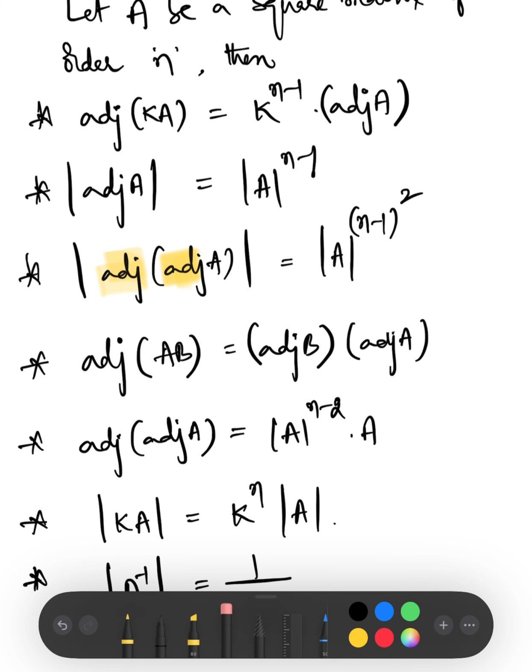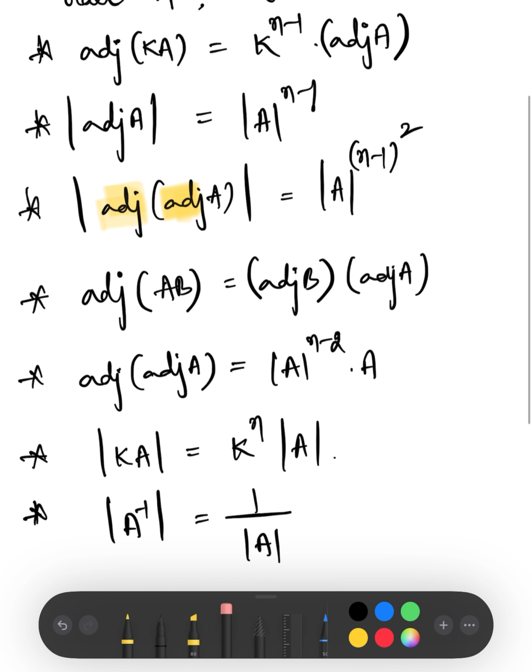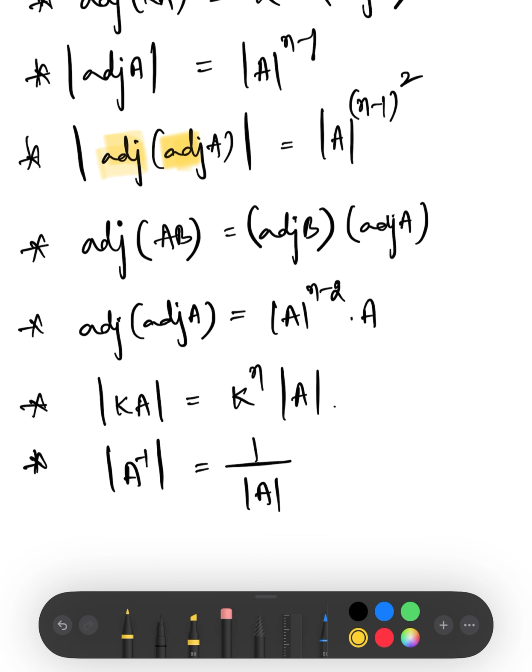Next one, adjoint of adjoint A, without the determinant, is det A whole power n minus 2 into A, where n is the order of the matrix. Now, the most important one is det of kA, that is k power n into det A. Suppose the determinant of 2A, where A is a square matrix of order 3, then we write this as 2 cube into det A, which is not 2 into det A. It is 2 cube into det A.